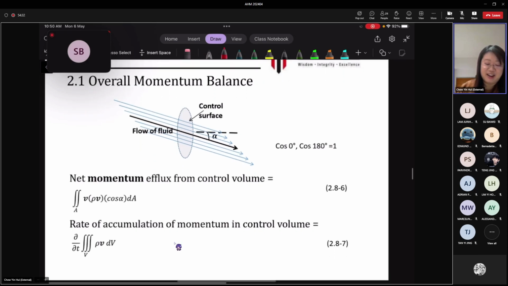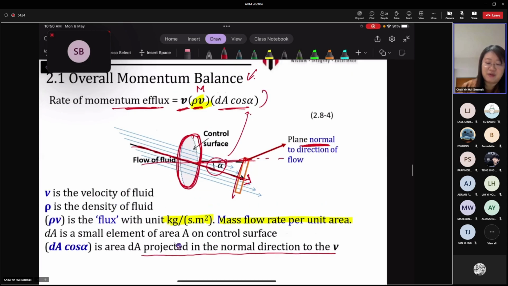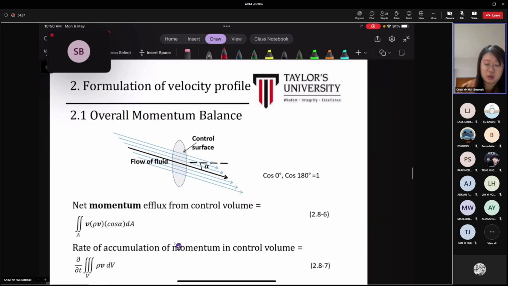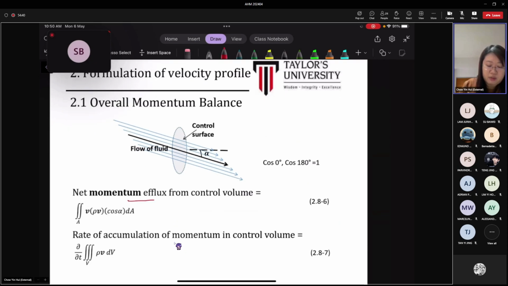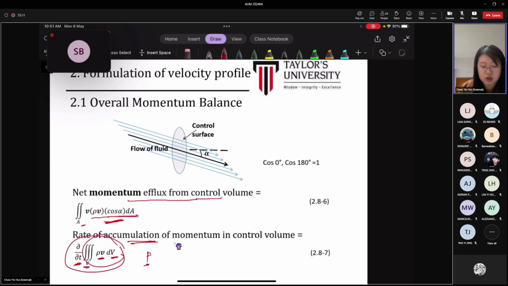All right. So this is the rate of momentum efflux term. Before we put it into the equation, the net momentum efflux for the control volume would be expressed in this form here. It's a double integral of the term that we discussed just now. And for the rate of accumulation, you can see that it's a triple integral of the product of density multiplied by velocity, integrated with respect to the volume, and the whole thing will need to be calculated with respect to the change in time. Then it will be equivalent to the sum of the force. You can try it out. The unit eventually will be equivalent to the force.